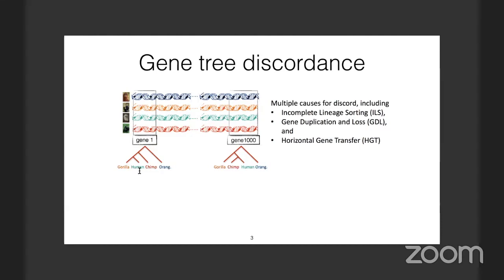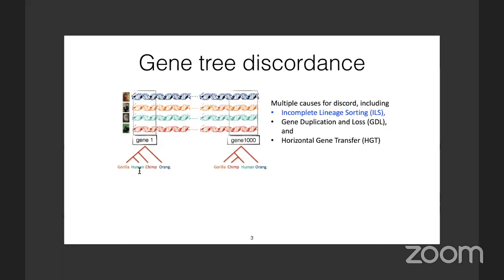And there's lots of reasons for this. The dominant one for many people is something called incomplete lineage sorting. And what I mean by for many people is that some people would say that this is the major cause for gene tree discordance. Other people would say gene duplication and loss is the major cause. But really, incomplete lineage sorting is at least one of the top two. So incomplete lineage sorting is a population level process that has a nice mathematical model.